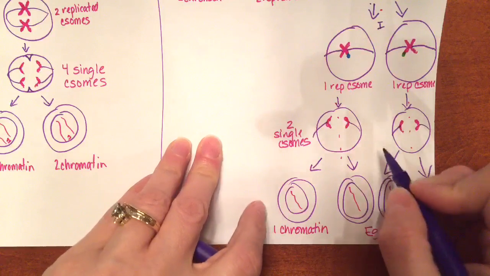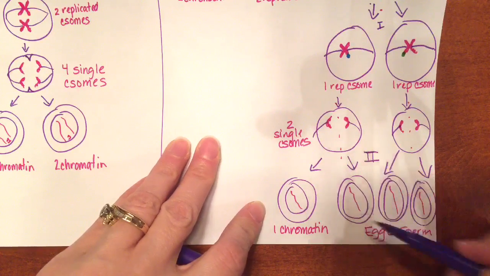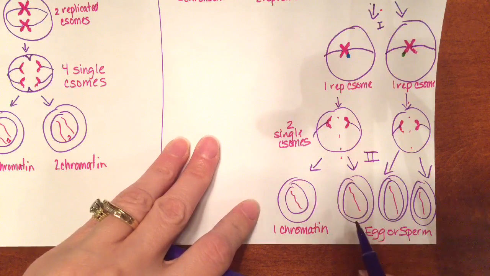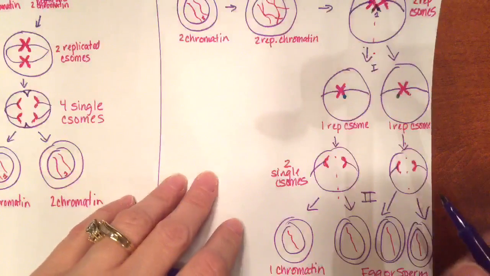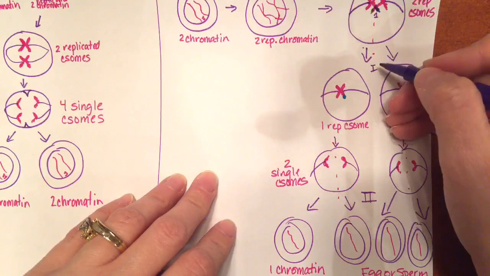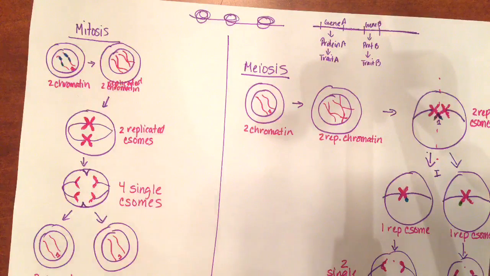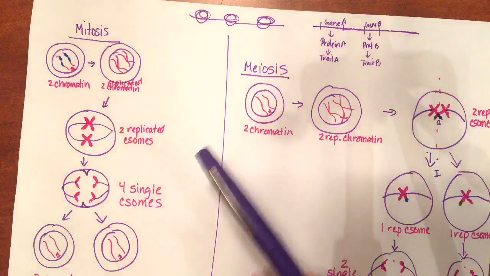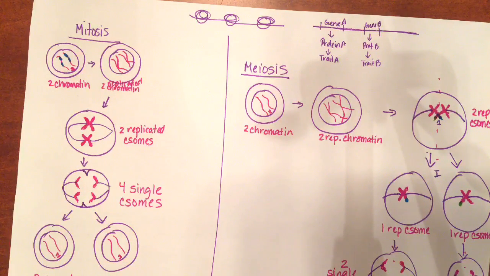And then meiosis 2, the second division of meiosis, separates the sister chromatids. So meiosis 1 separates the homologous pairs, and meiosis 2 separates the sister chromatids, and we end up with exactly half the DNA as you did in your original cell. And so that's the special division of meiosis.